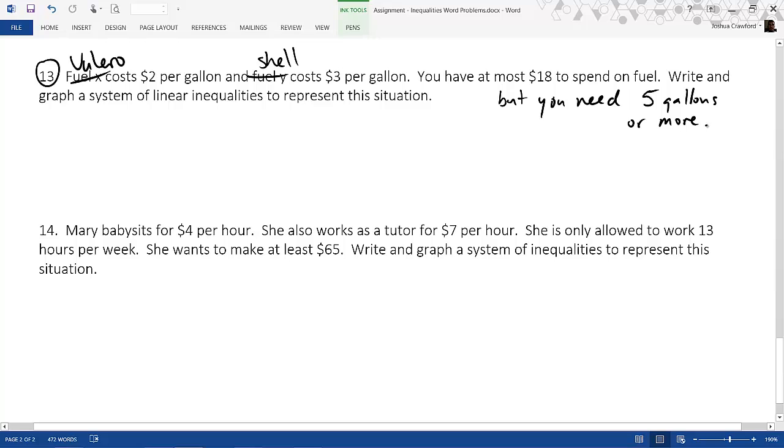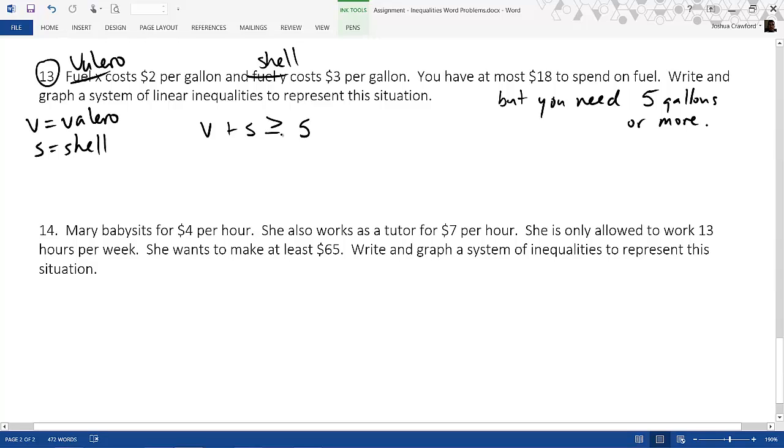Okay, so now we can set up our equation. We have 2 types of fuel, Valero and Shell. So we'll do V for Valero, S for Shell, and we need 5 gallons. So V is Valero gallons, S is Shell gallons, and we need 5 gallons. So V gallons plus S gallons is less than or equal to 5 gallons. Wait, hold on. You need 5 gallons or more. Oh, sorry. So V plus S will be greater than or equal to 5.